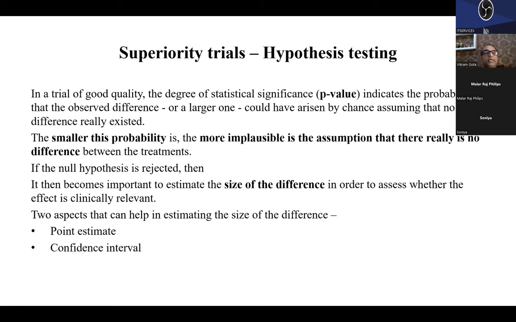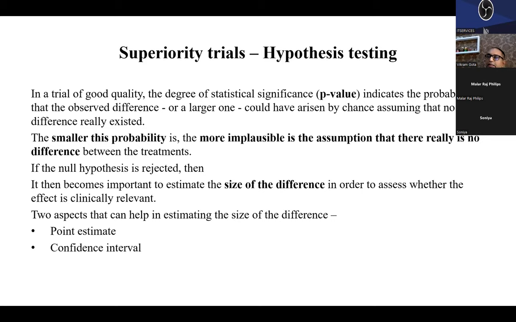Now, let us go to hypothesis testing. In a trial of good quality, the degree of statistical significance indicates the probability that the observed difference could have arisen by chance, assuming that no difference really existed. So what does it mean? When you say that an alpha error of 0.05 or 5% is acceptable to me, what do you mean to say?